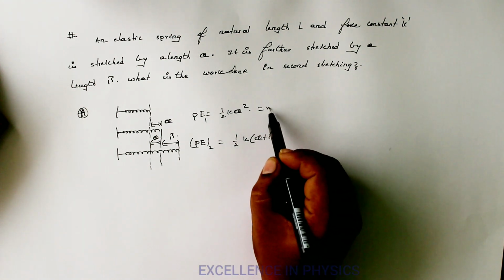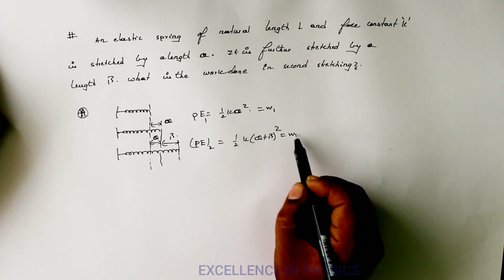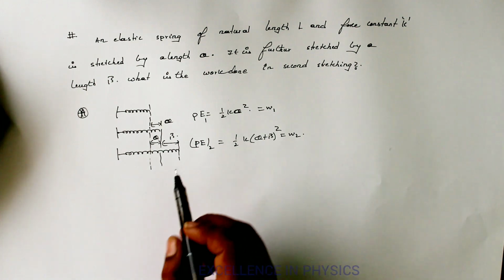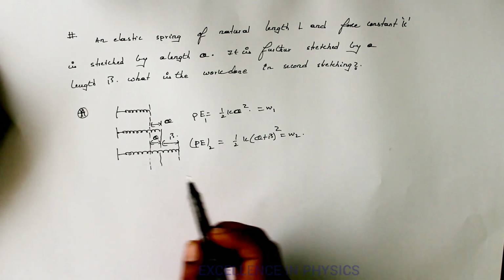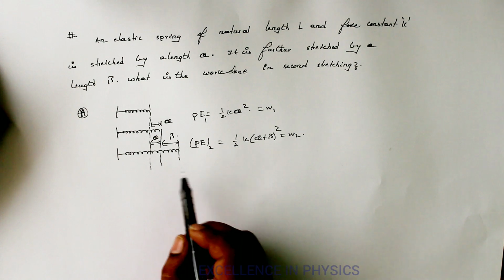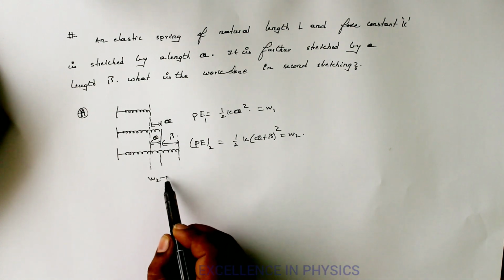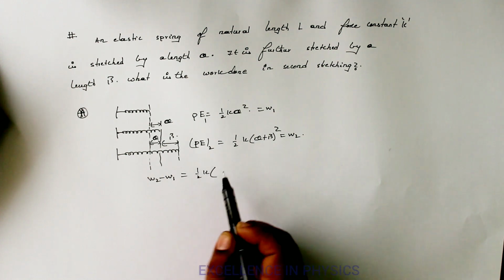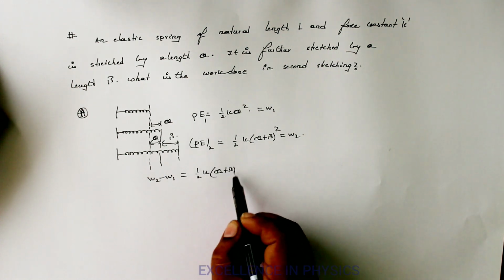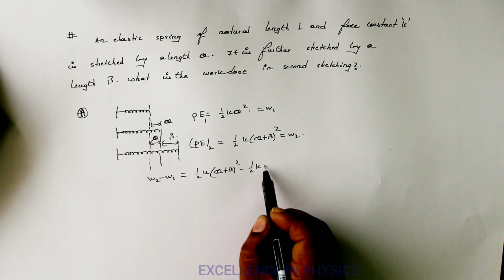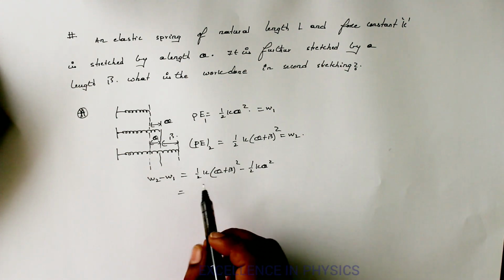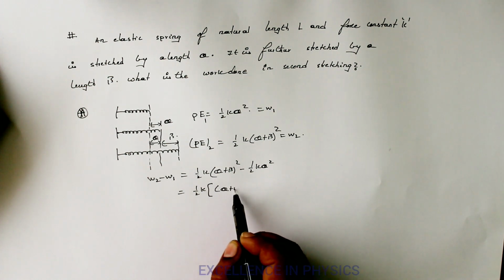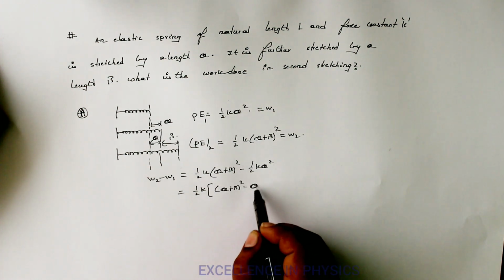So this is the amount of work done by the external force in the second condition. Therefore, the amount of work done to stretch from alpha to beta can be easily obtained by W2 minus W1, which equals half k into alpha plus beta whole square minus half k alpha square. So here if I take half k as common, then I will get alpha plus beta whole square minus alpha square.